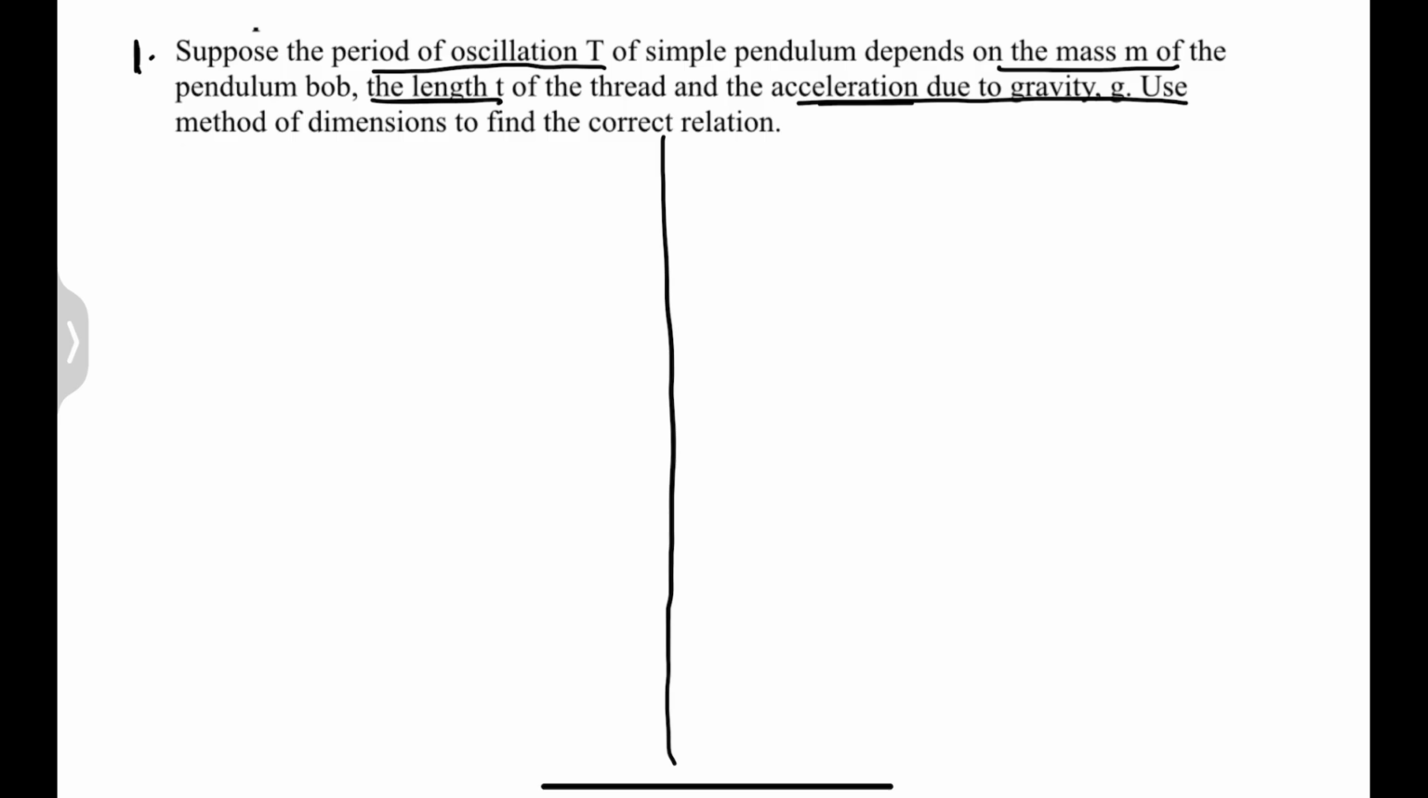So we want to check how period, which is T, relates with mass, relates with length. This is supposed to be L. Let me just put that L. So relates with length, relates also with g. So we want to see the relationship between period, mass, length, and gravity. So this is actually a very interesting one.